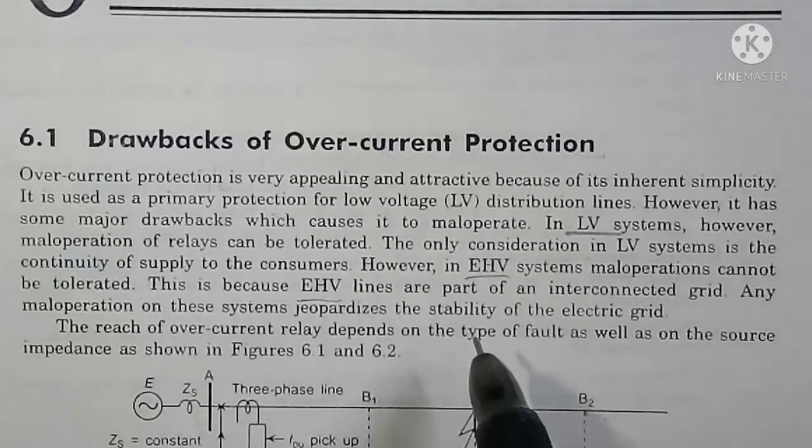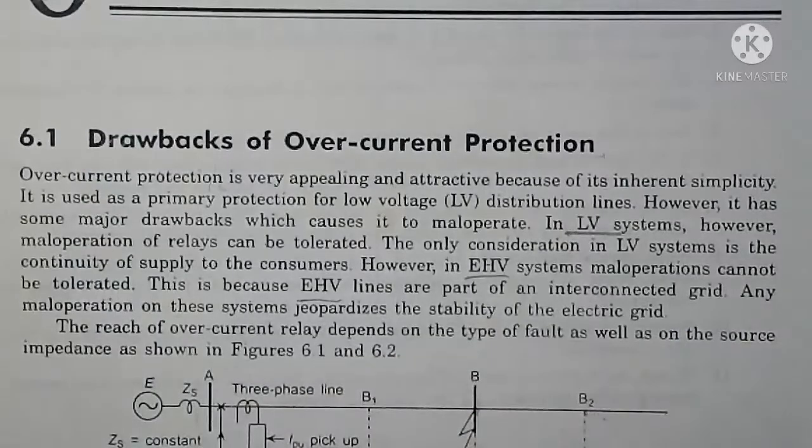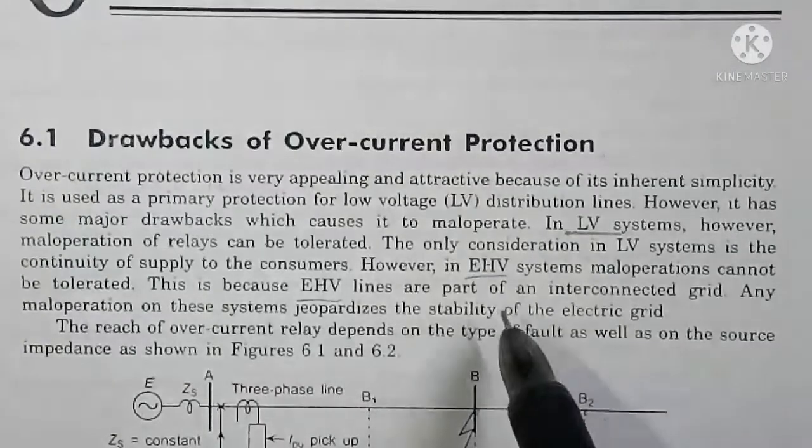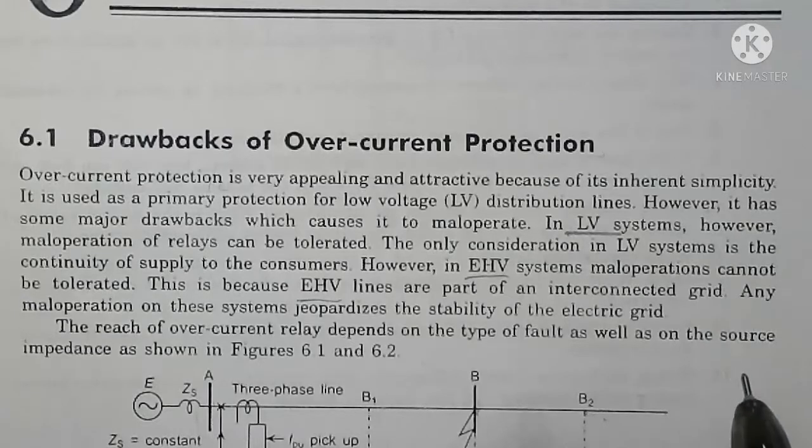But if we try to use overcurrent relays in extra high voltage systems, mal-operation cannot be tolerated, because there continuous power supply is not the issue. Issue is of stability of the interconnected grid. EHVs are used for interconnecting the grids.